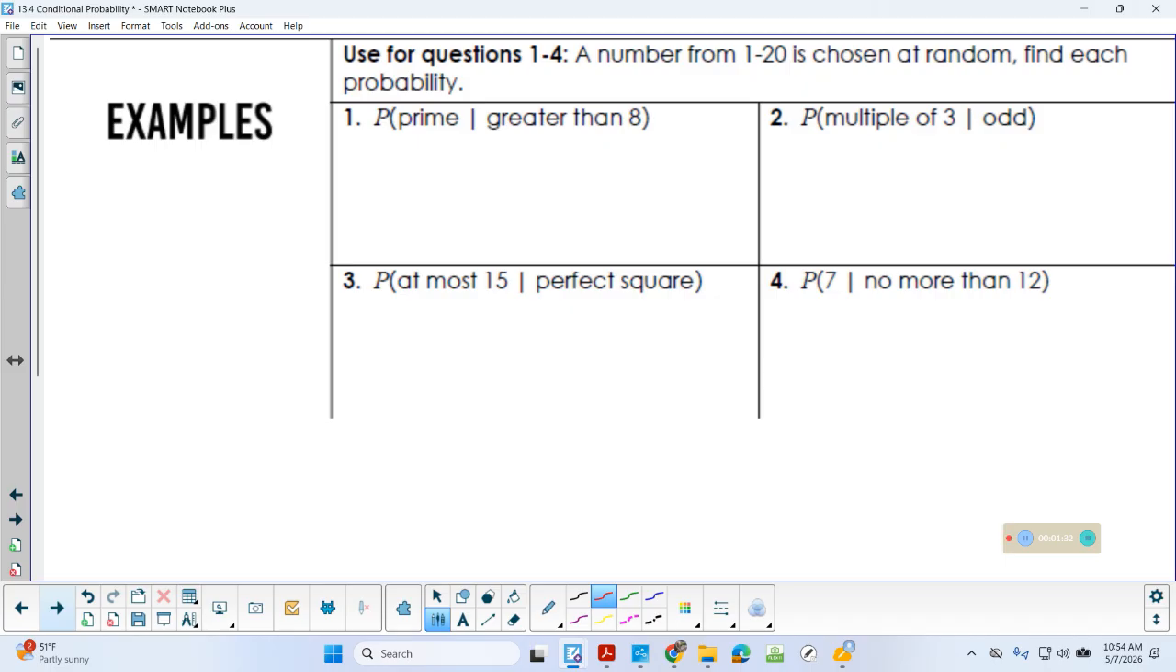So of course we have numbers 1 through 20 chosen at random. Find the probability. Okay, so first thing I see on number 1, we're talking about prime numbers. I swear we have listed the prime numbers a bazillion times. We're going to start listing them again. So 1 through 20, start giving them to me. What are the prime numbers? 2.